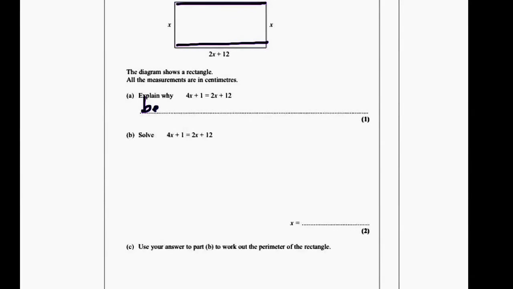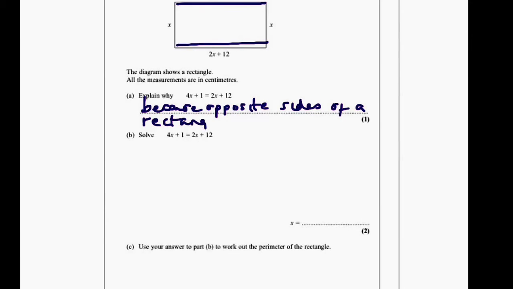Because opposite sides of a rectangle are equal in length.